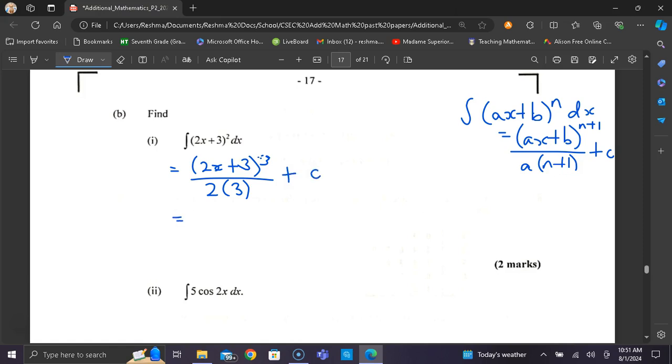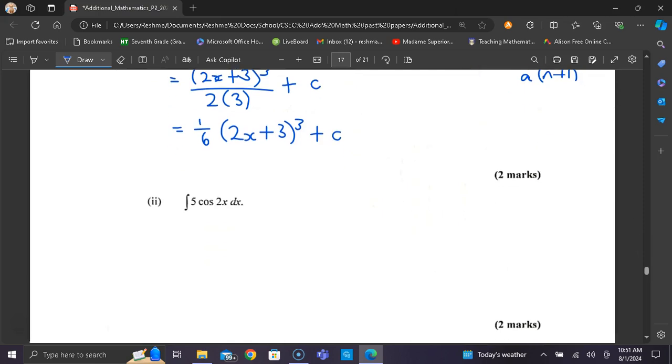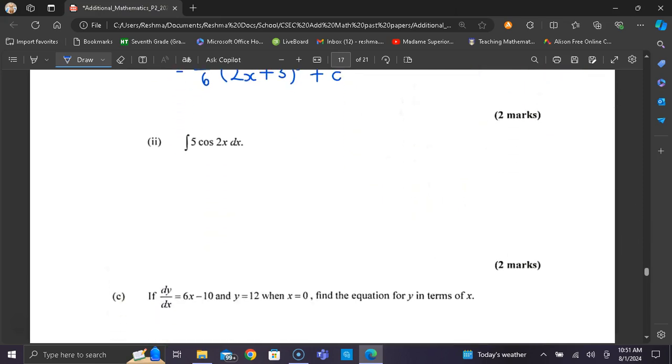So if we simplify this, 2 times 3 is 6. Since the 6 is in the denominator, I could say it's 1/6 times (2x + 3) cubed plus c. And that's your 2 marks. So let's go on to part 2, which is also 2 marks.